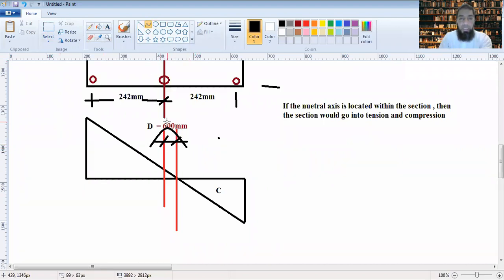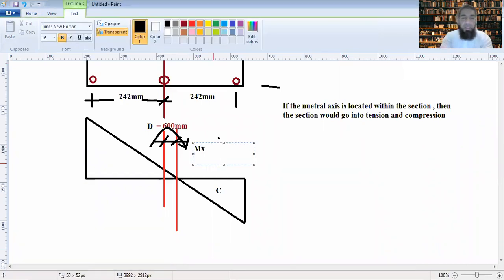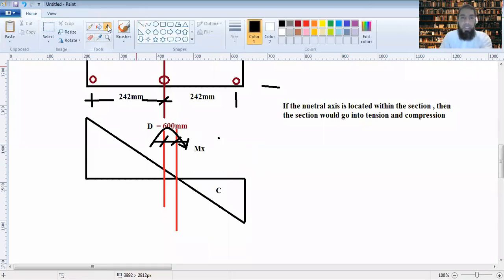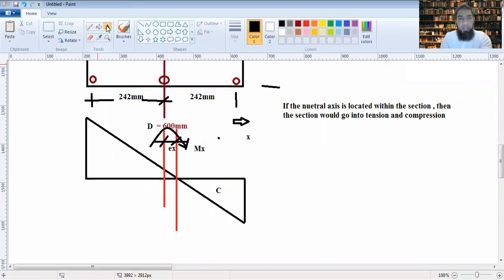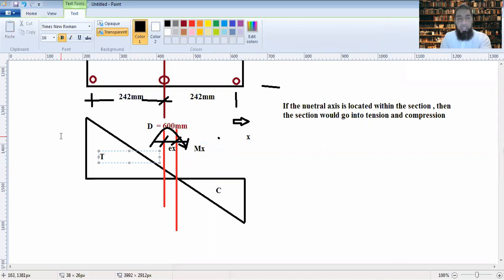The moment is acting like this. This is the moment. Rather, its direction would be, yes, this would be the direction. Mx, about x direction. If this is the x direction, then there would be moments Mx, which would be developed by the eccentricity ex. Then you would have the other portion coming under tension.